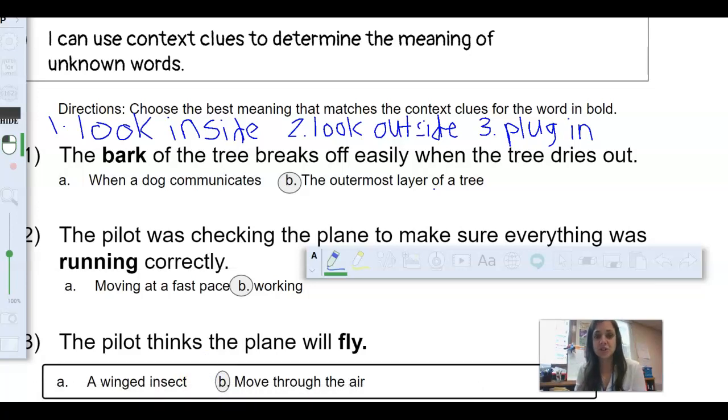All right, it is your turn to determine the meaning of multiple meaning words on your Reading Wonders backpack.